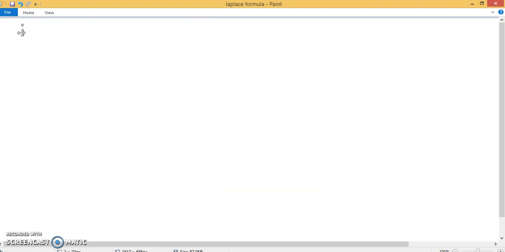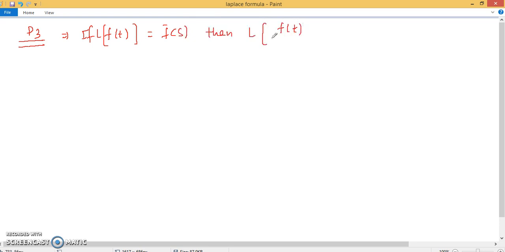Thank you. Now property number 3. Let's see property number 3. In this property number 3, if the Laplace of f of t is equal to a bar of s, which we already know, and somebody asks to find the Laplace of f of t by t, you just integrate a bar of s with respect to s from s to infinity.